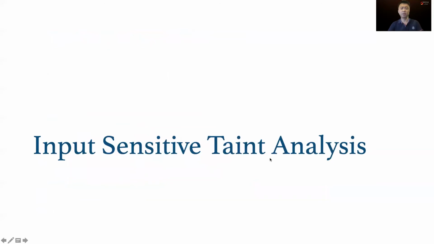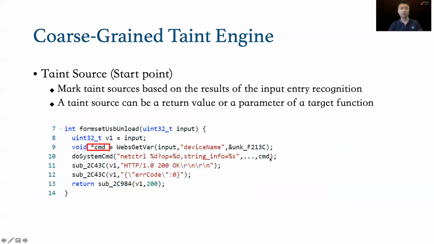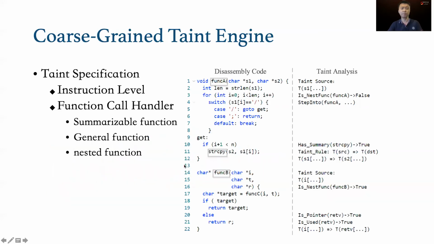And the last module is input sensitive taint analysis. We conduct a coarse-grained taint engine that marks the taint source based on the result of the former module. A taint source can be a return value or a parameter of target functions. As shown in this figure, the return value named CMD in this red square should be considered as a taint source that points to the user input.